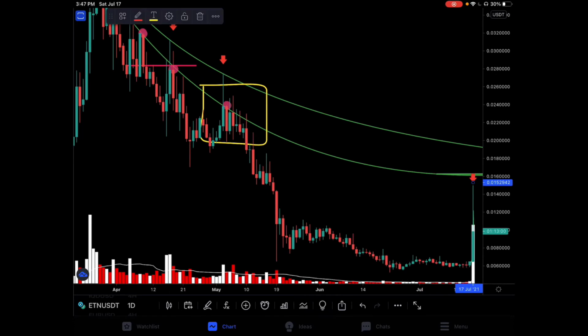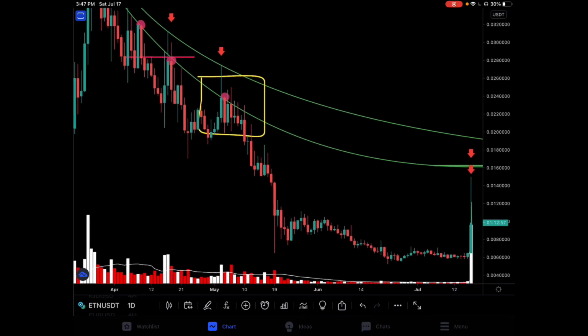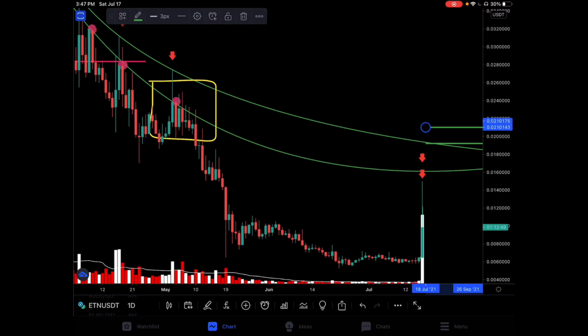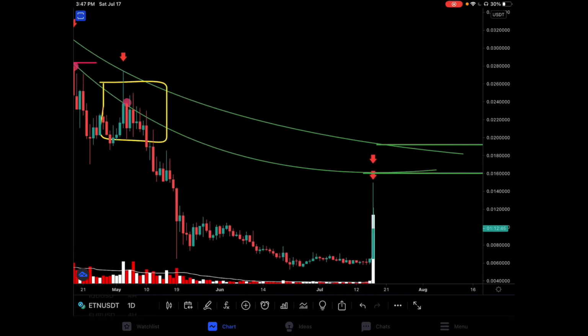And you can do the same thing here, where the line starts to even out, and that's a curve. Okay, that's what you do. That's how you draw them. Because we've got two major resistance levels here at 0.19 cents and here at 0.016 cents.